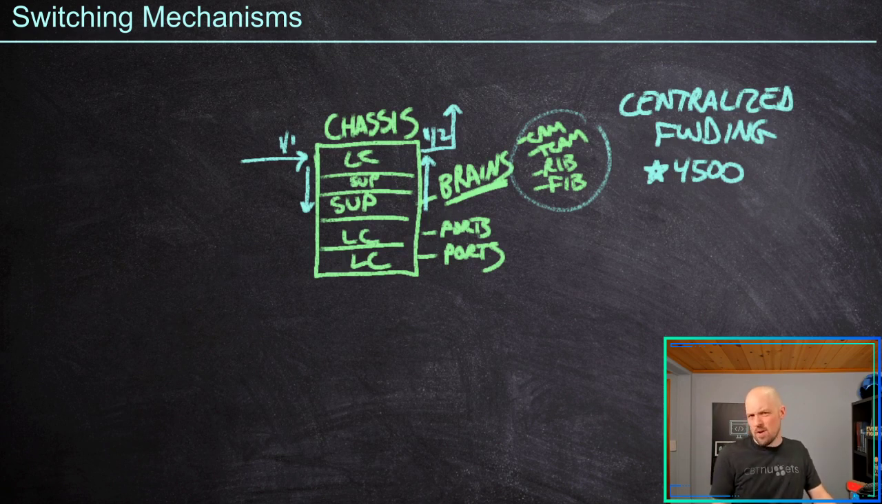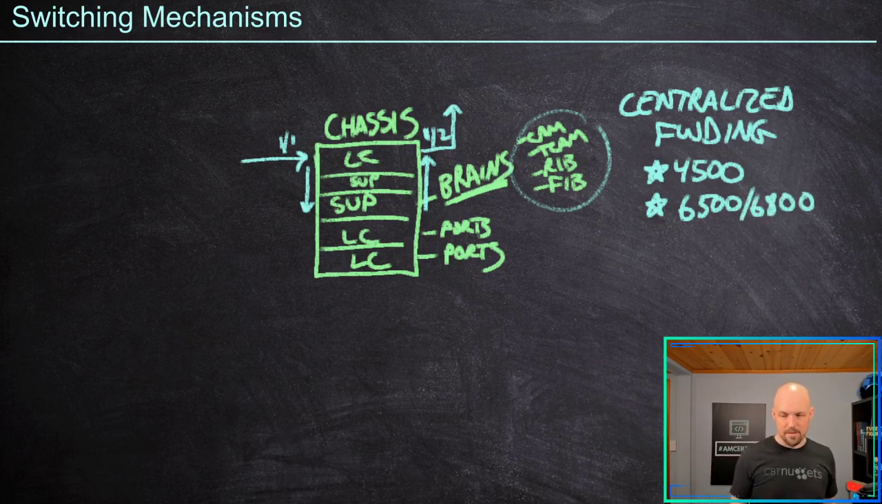If you've been around networking for a while, by the way, and you've walked into a data center or a network core, and you've seen 4500s versus like 6500s, and you're like, what's the difference? This is a big difference, okay? That said, 4500s are always centralized. 6500s and 6800s can be centralized. It depends on the line cards.